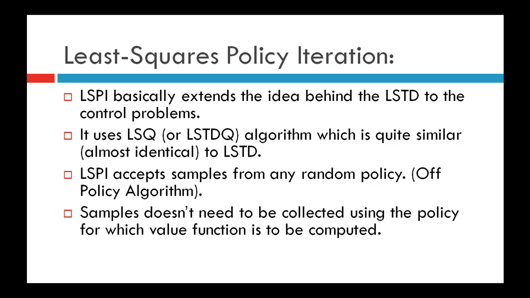The problem with the LSTD algorithm is that it needs new samples for each new policy, and those samples need to be collected using the policy for which you want to evaluate the value function, whereas the LSPI algorithm circumvents this problem. It accepts samples from any random policy, therefore it's an offline algorithm. And the samples don't need to be collected from the policy for which you want to compute the value function. So LSPI basically accepts the samples from any random policy and doesn't need the samples to be collected from the policy for which you want to compute the value function.